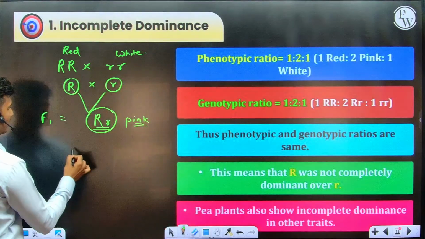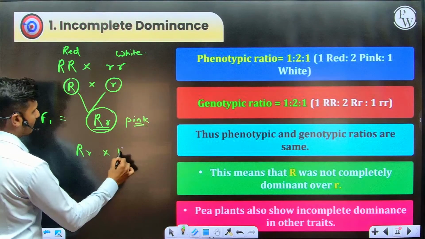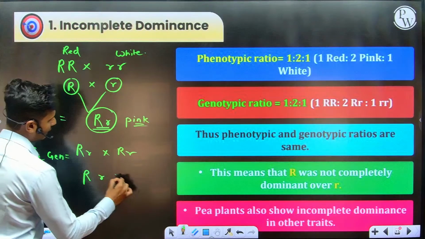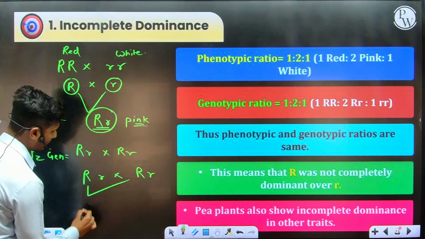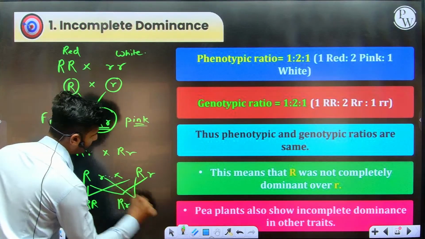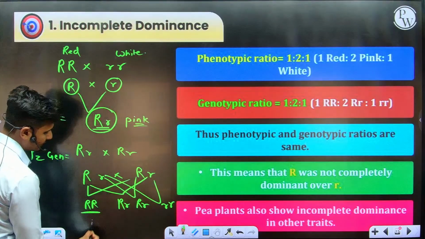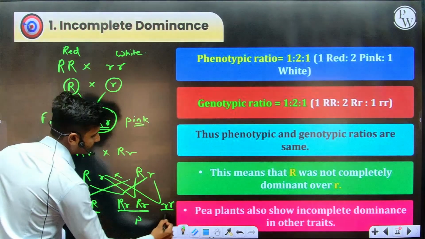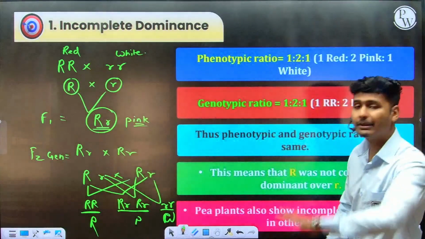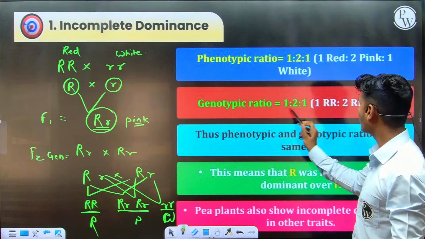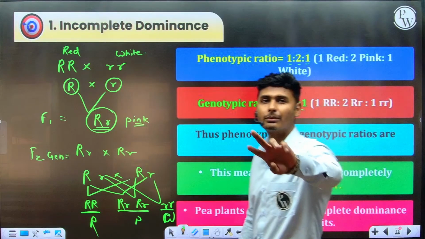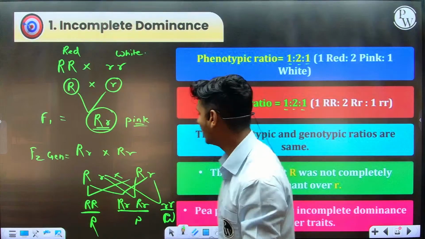After selfing of this capital R, small r for the F2 generation, we cross capital R small r with capital R small r: capital R capital R, capital R small r, capital R small r, and small r small r. This is red, those are pink, this is white. So the genotypic and phenotypic ratios are the same: genotypic ratio is 1:2:1 and phenotypic ratio is also 1:2:1. This happens in two cases: one is incomplete dominance, the second is codominance.